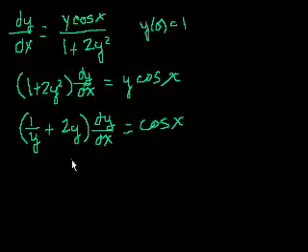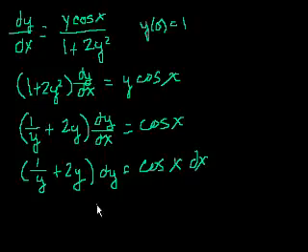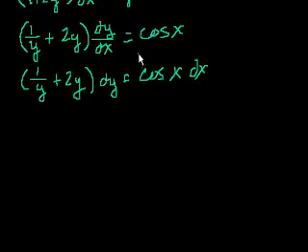I can just multiply both sides by dx. 1 over y plus 2y times dy is equal to cosine of x dx. And now we can integrate both sides. So what's the integral of 1 over y with respect to y?